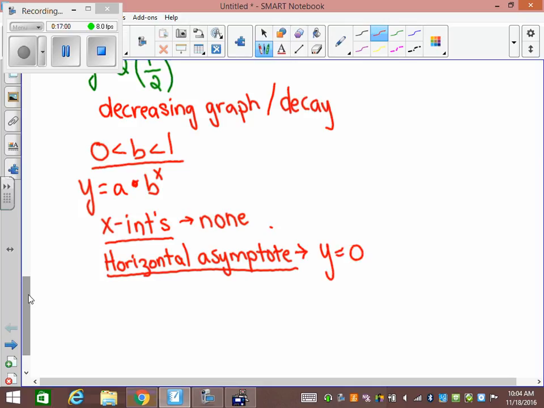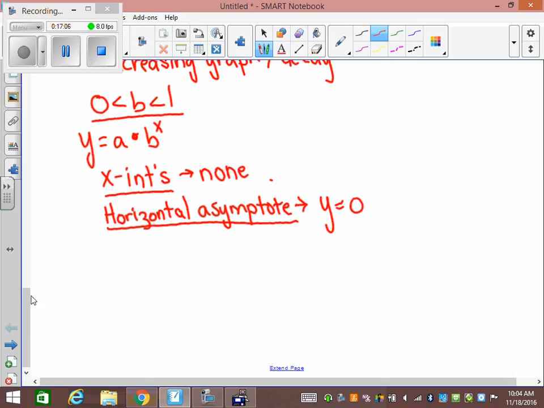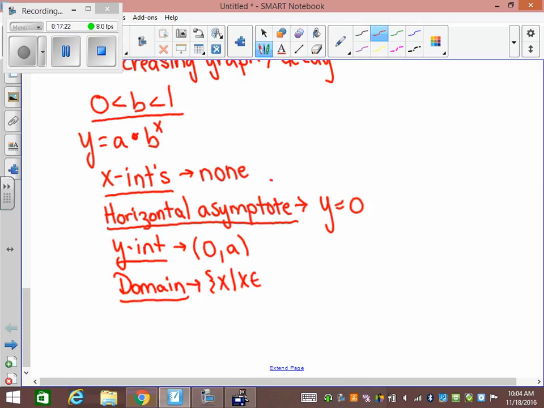And for you guys, it's going to stay there, which is fantastic. The y-intercept is at 0 and a again. My domain, you said, was x an element of the reals. Your range is y such that y is greater than 0. Okay.